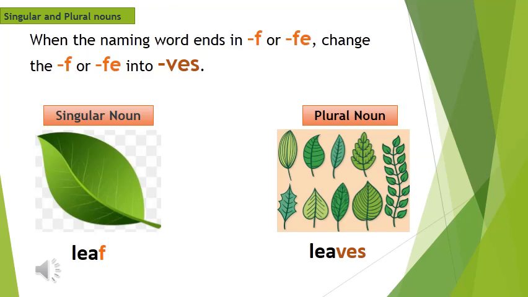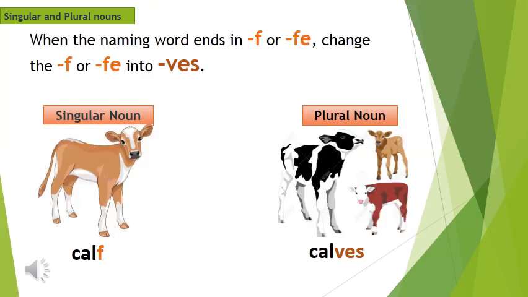Second example is leaf. Leaf ends with letter F. To change it into plural noun, we will remove F and add VES. So it will become leaves. Calf. To change calf into plural noun, we will remove the F and then add VES, and it will become plural noun, which is calves.